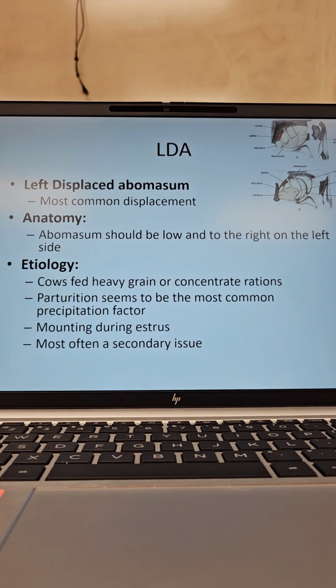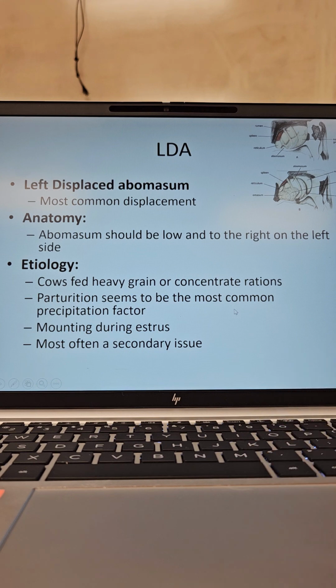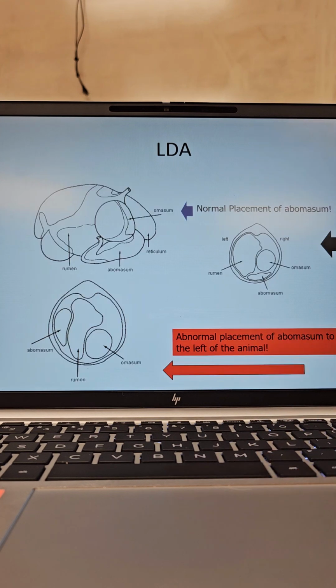Cows that are fed a heavy grain diet or concentrated rations are the ones most likely to develop this. Parturition, which is giving birth, seems to be the most common precipitating factor. Giving birth tends to happen prior to this. It loosens everything up in there, makes a lot of extra room. Mounting during estrus, so breeding, can affect this. It's most often a secondary issue to those other things.